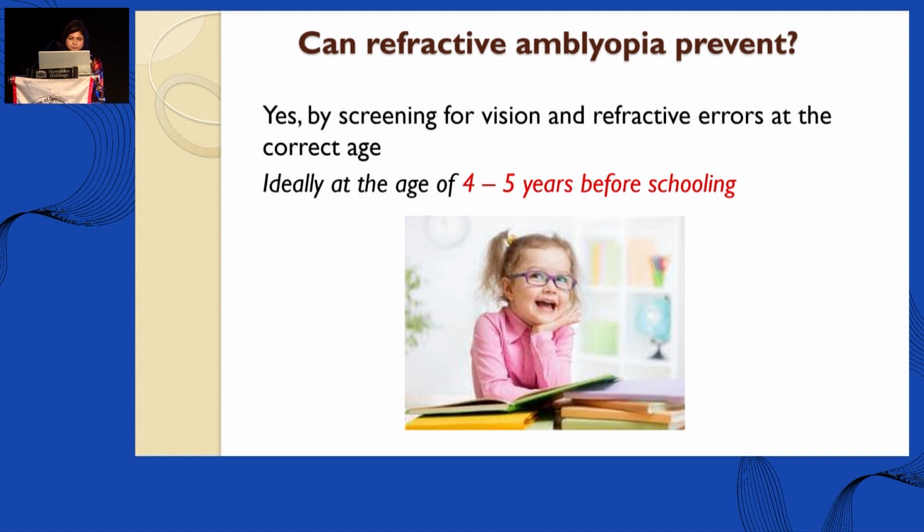Last but not least, can refractive amblyopia be prevented? The answer is yes, by screening for vision and refractive errors at the correct age, ideally at the age of 4 to 6 years before schooling.